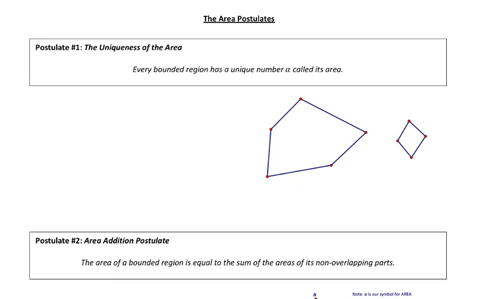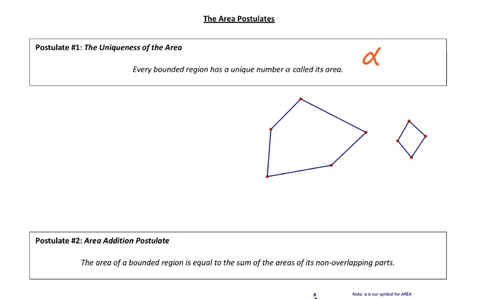We have some postulates that we can use to address some of the properties that we'll see with area. The first one is called the uniqueness of the area. It says that every bounded region has a unique number, alpha, called its area. By the way, alpha is the symbol that we will use to express area, rather than a capital A, which is often seen in your middle school days.